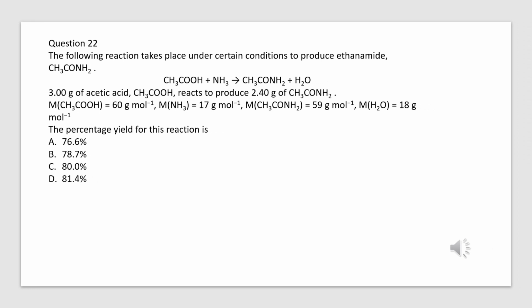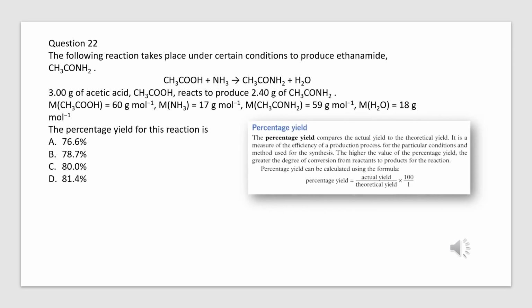This question is about percentage yield. The actual yield of the product is provided, and you need to calculate the theoretical yield based on the stoichiometric equation. Then, by dividing the actual yield by the theoretical yield, you can obtain the answer, which is D.